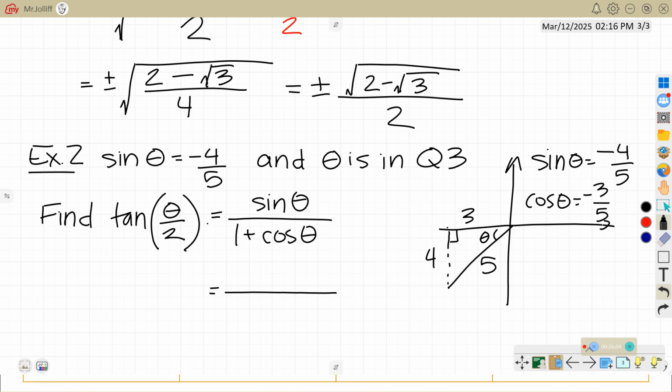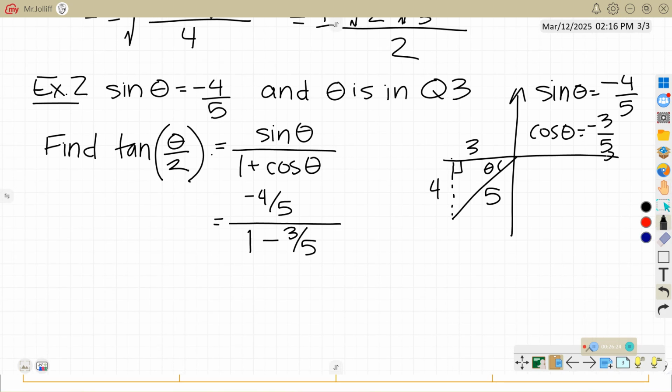So sine theta is minus 4 over 5. In the denominator, I have 1, and then plus negative is going to become minus 3 over 5. I see something I don't like as a mathematician. What do I see that makes me unhappy? Fractions inside of fractions. I'm going to use Daniel's suggestion and multiply top and bottom by the denominator. Top by 5, bottom by 5. That's going to get rid of those fractions inside of fractions.